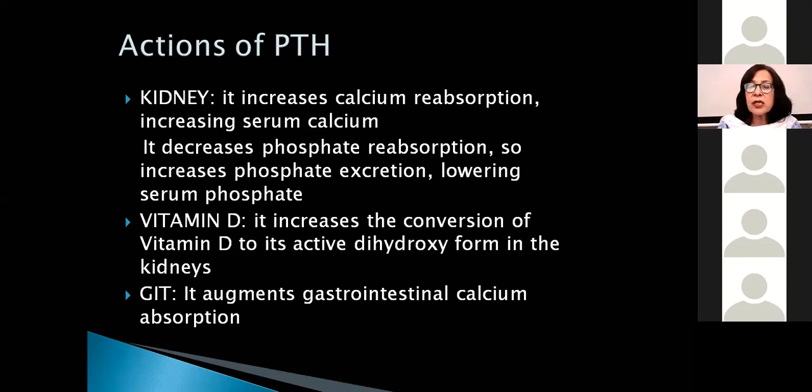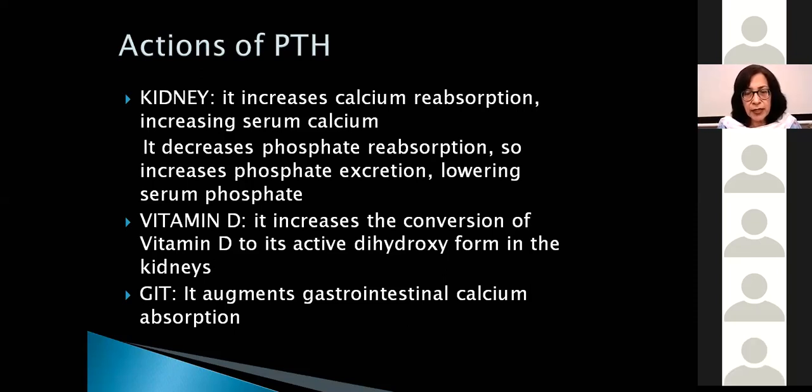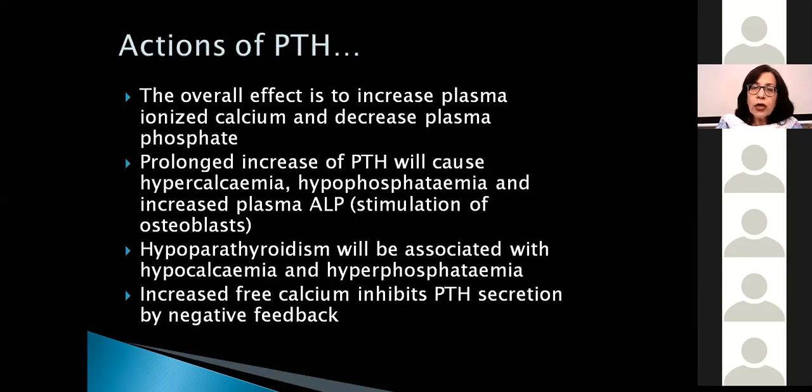It increases the conversion of vitamin D to its active dihydroxy form in the kidneys. When vitamin D is converted to its active form, it does its effect of increasing calcium. And in the GIT, it augments gastrointestinal calcium absorption. The overall effect is to increase plasma ionized calcium and decrease plasma phosphate. Whenever you find calcium going up and phosphate going down, you think of parathyroid hormone.